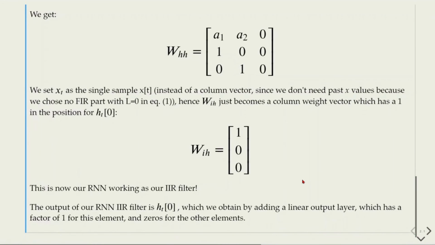And this is now our recurrent neural network working as our IIR filter. So the output of our recurrent neural network IIR filter is H_t[0], which we obtain by adding a linear output layer which has a factor of 1 for this element and zeros for the other elements.